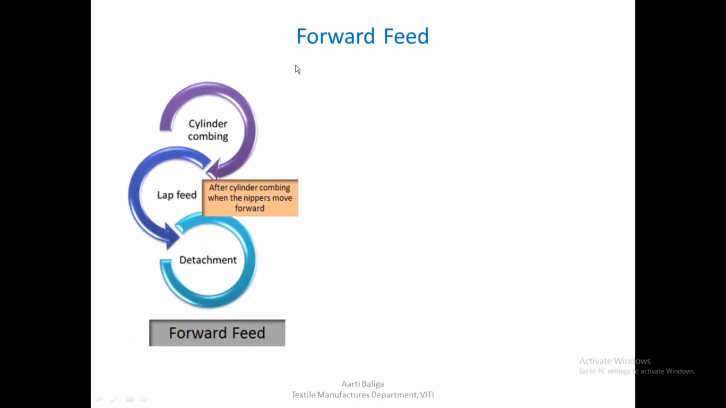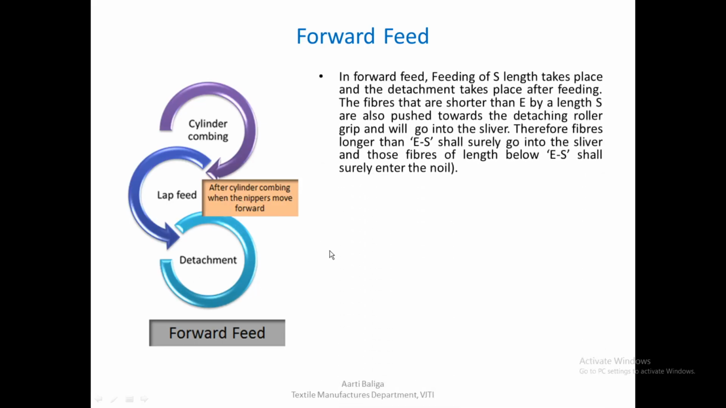So having seen backward feed, let us see forward feed. Again, in forward feed, the sequence is something like this. The cylinder will comb, then lap feed happens. The lap is fed when the nippers are moving forward, and after that the detachment takes place. So in case of forward feed, feeding of S length takes place and the detachment takes place after feeding. The fibers that are shorter than E by a length S are also pushed towards the detaching roller grip and will go into the sliver.